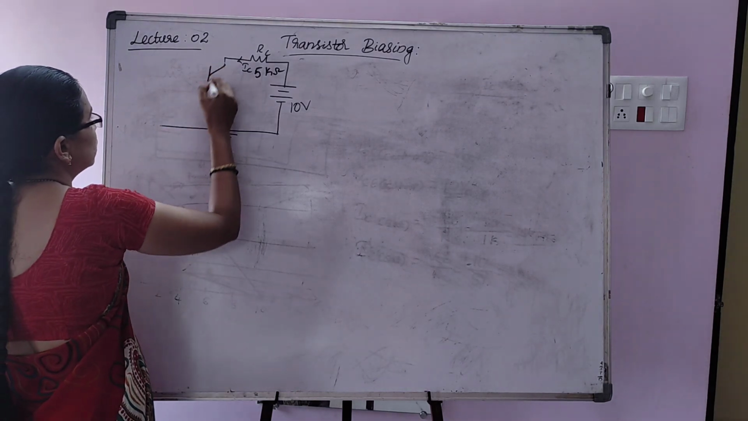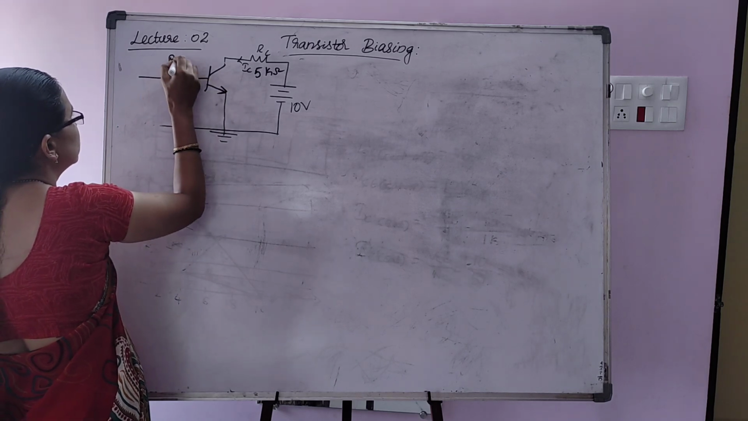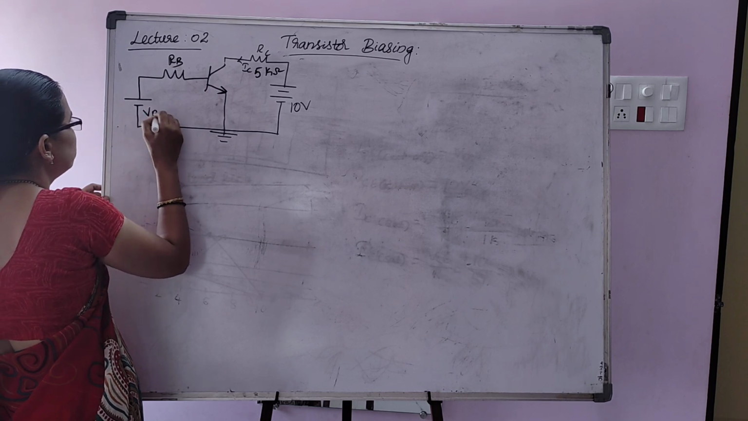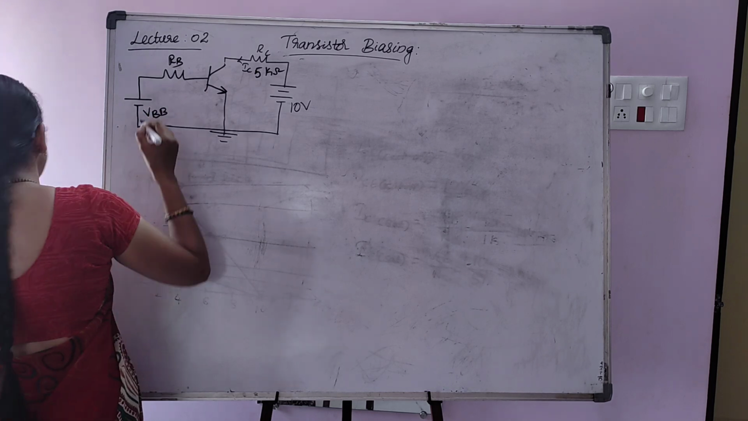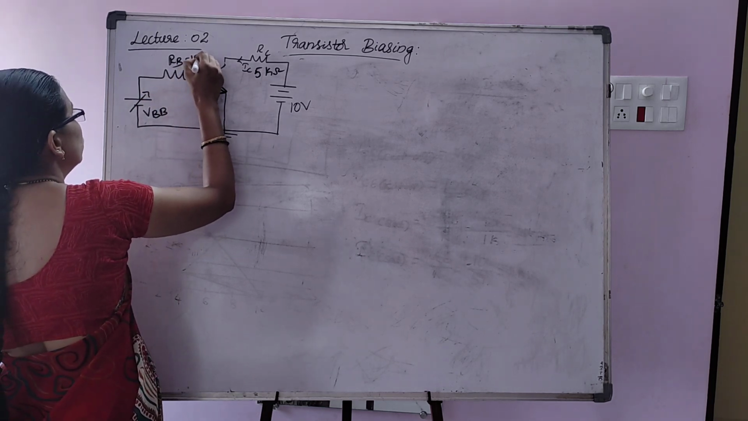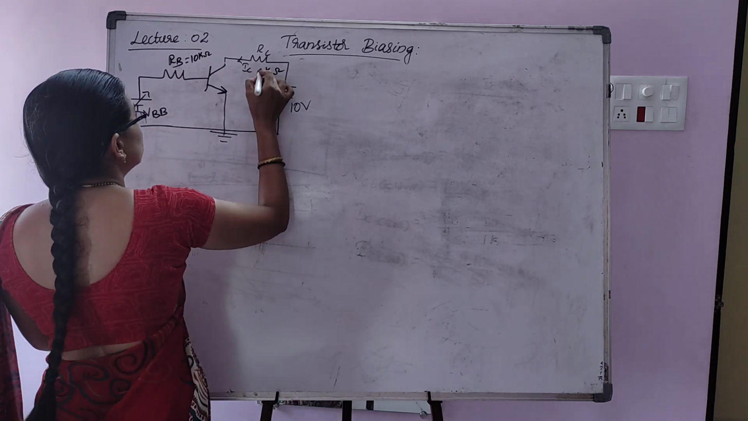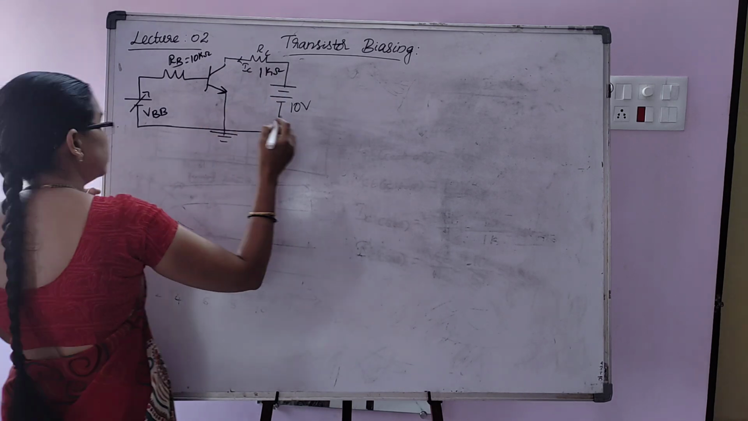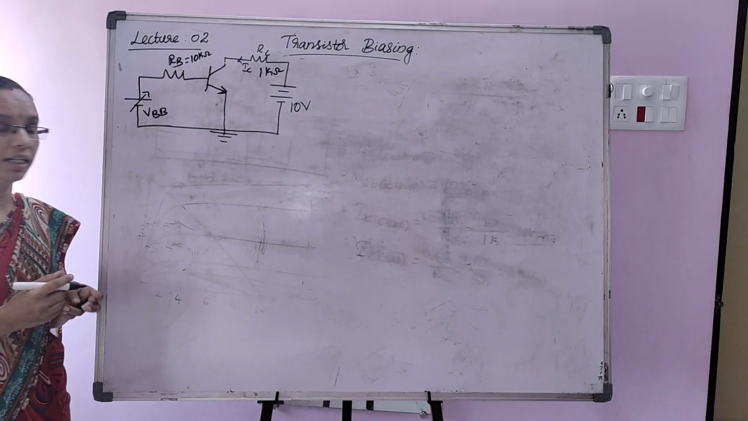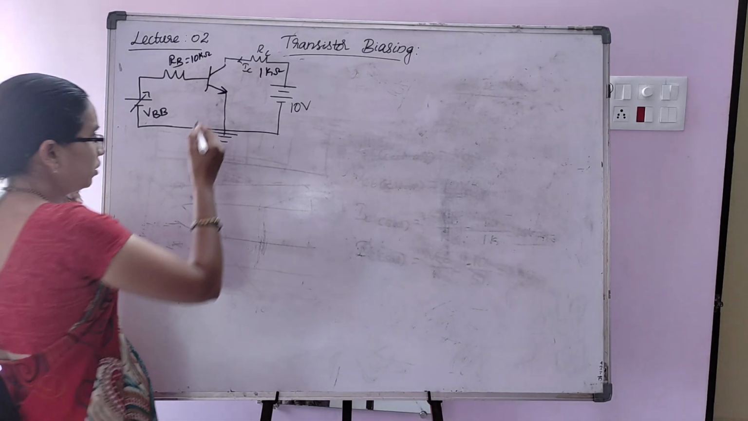Here I will keep the same circuit. VBB is variable, RB is equal to 10 kilo ohm, RC is equal to 1 kilo ohm, and VCC is 10 volt. It's an NPN transistor connected in CE mode. To find out the Q point, they have given beta.